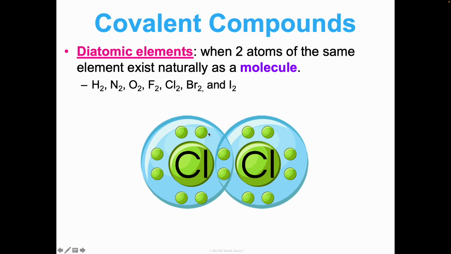They're equally sharing. It's a non-polar covalent compound that forms. Bromine is a liquid and iodine is a solid, but the rest are just gases at room temperature. So I want to introduce you to that. That is something we did introduce in the matter unit, but I just want to circle back to that again.